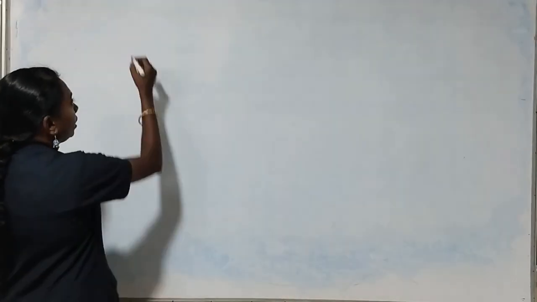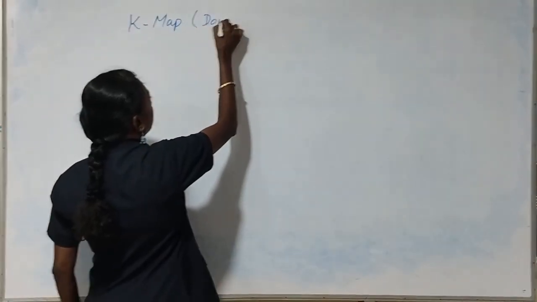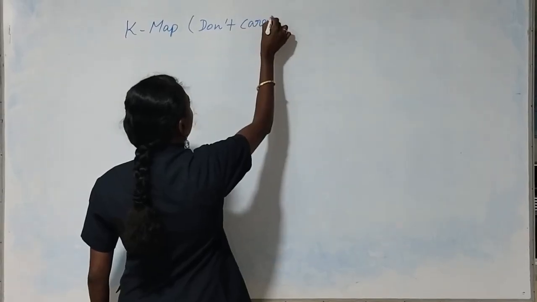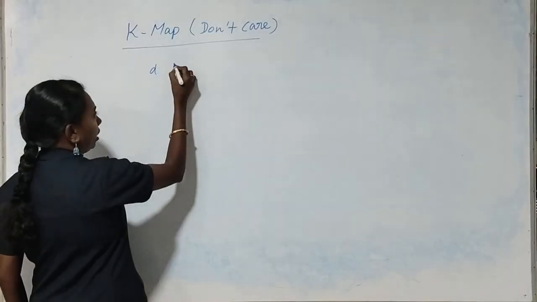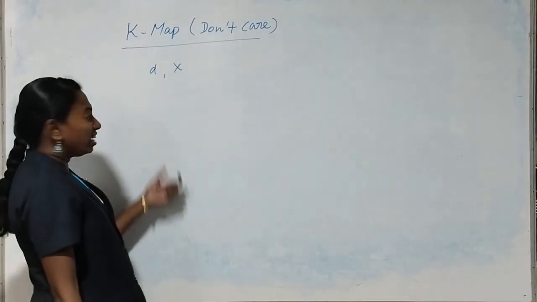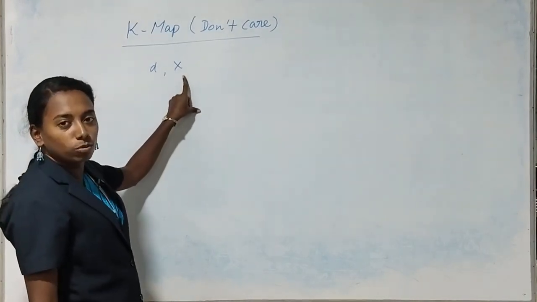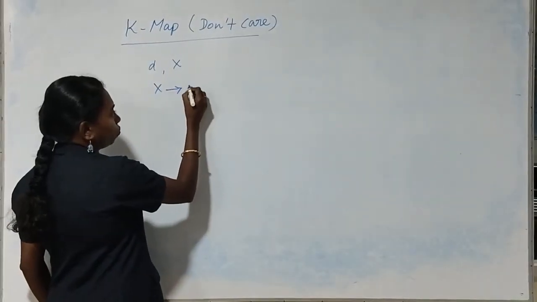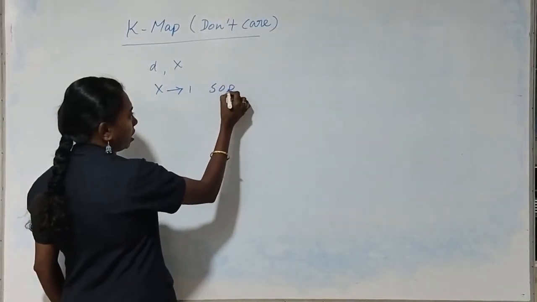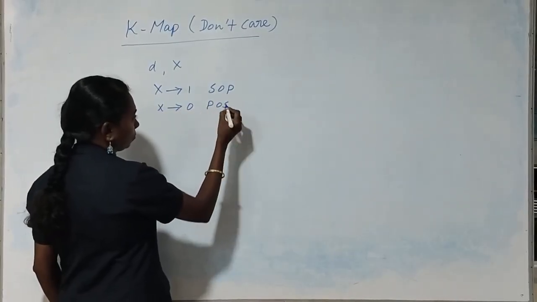Next thing we are going to see is don't care condition. In K map we have don't care condition. This don't care can be represented as either D or X. Generally in the question they will give it as summation of D, and in K map we will use X. This X value can be considered as 1 for your sum of products, and this X value can be considered as 0 for your product of sums.